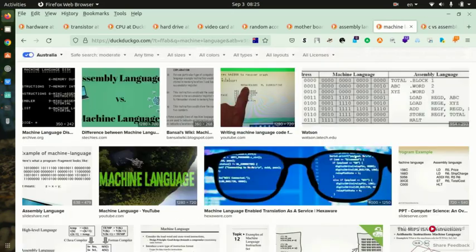Alright, so now we have learned the machine language, the assembly language, and the computer architecture, and in the next video we're going to show you the difference between interpreters and compilers.